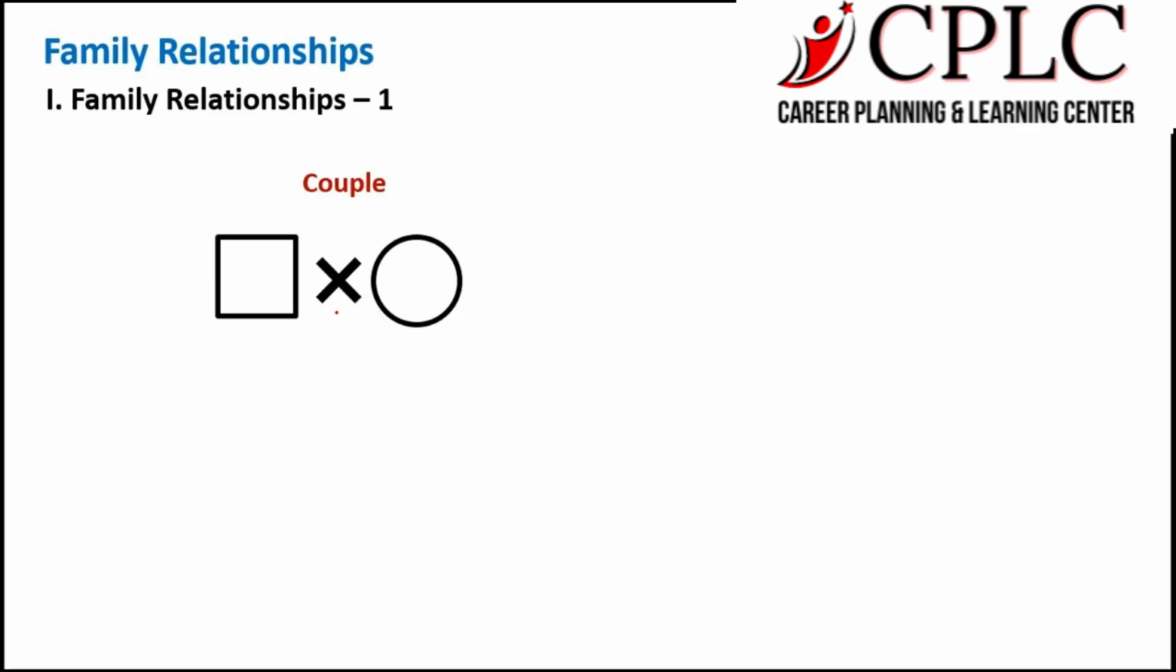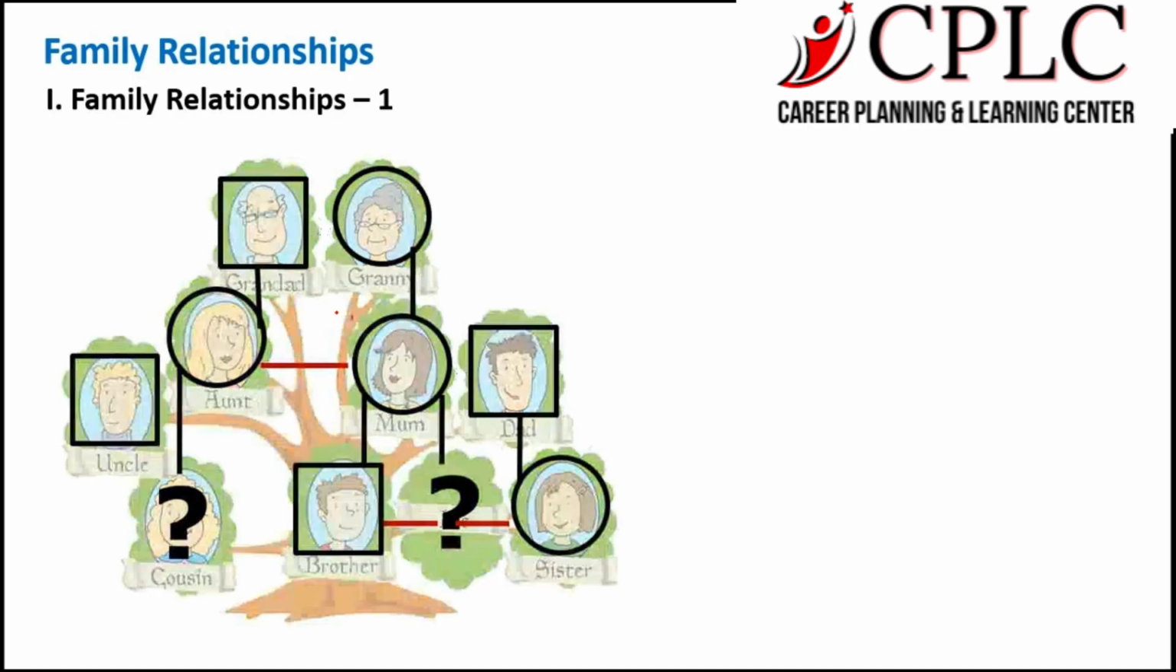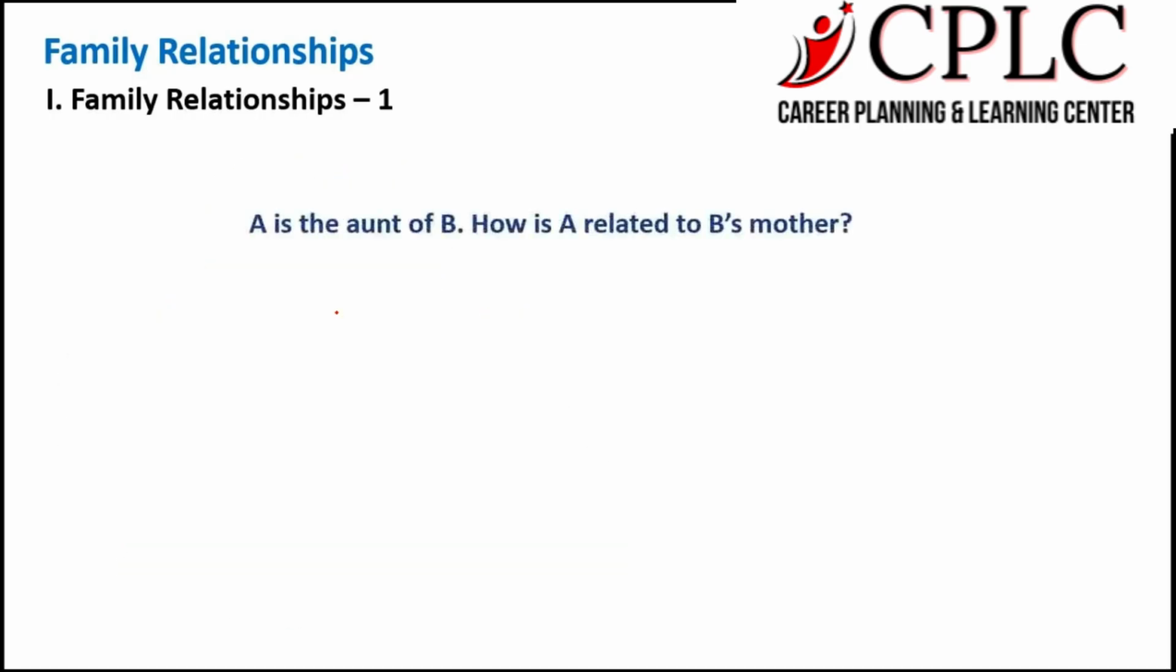Okay, now before we start solving the questions, there's one more easy question that you may look at. So this one is the question. Please pause the video right now and read the question. Okay, so the question is, A is aunt of B. How is A related to B's mother?